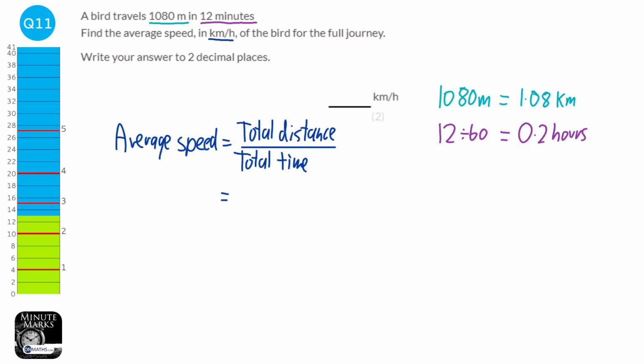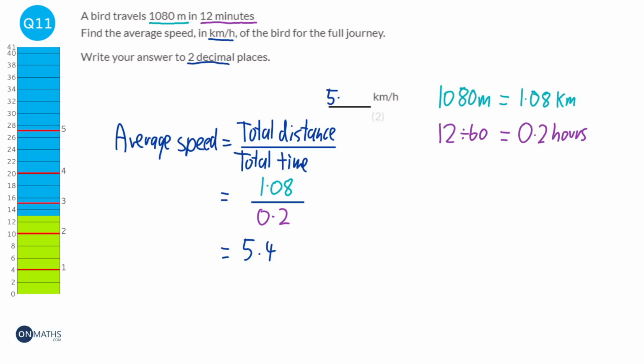So we're going to put the kilometres at the top, 1.08, and we're going to divide that by the hours, which is 0.2. When you do that, you get 5.4. So our answer to 2 decimal places will be 5.40. Whenever you have a one-digit number or a 1 decimal place number, but you're asked to round it to 2 decimal places, you should really put a 0 on the end, which is what we've done.